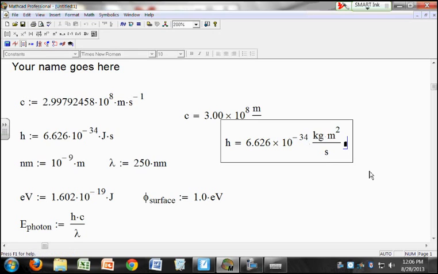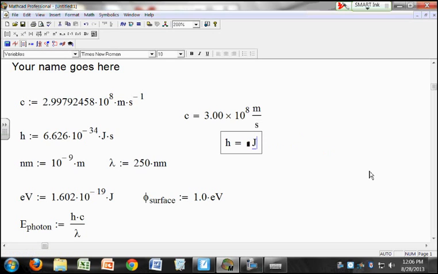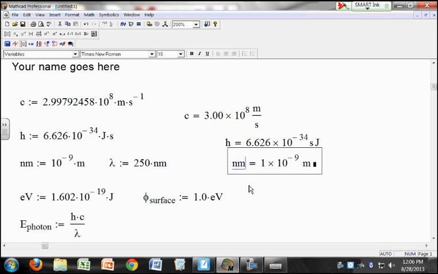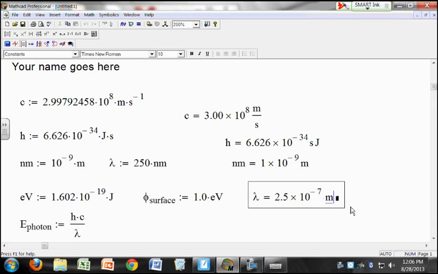And if I want that in joule seconds, I can type joule, and you can see it's joule seconds right there. All right. So what's nanometers? Nanometers equals 1 times 10 to the negative 9 meters. What is lambda? Lambda equals 2.5 times 10 to the negative 7 meters, which is 250 nanometers. It automatically makes those unit conversions for you.